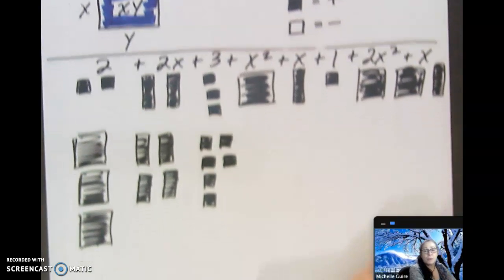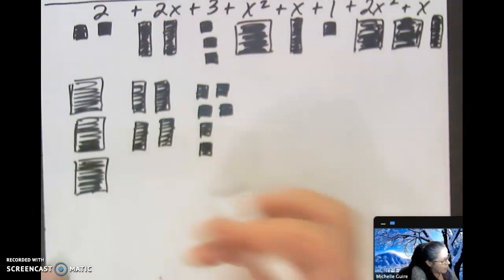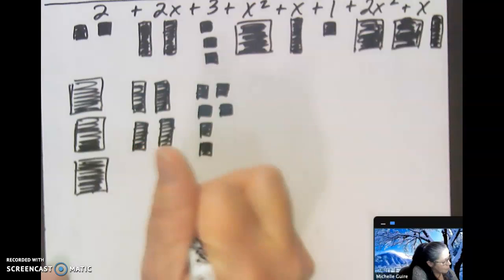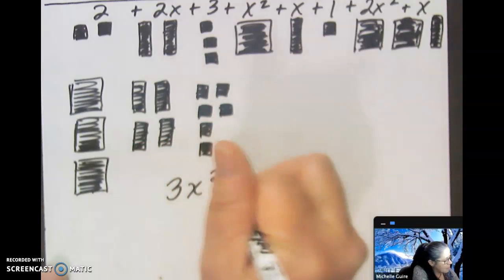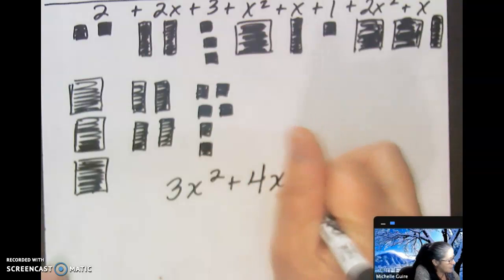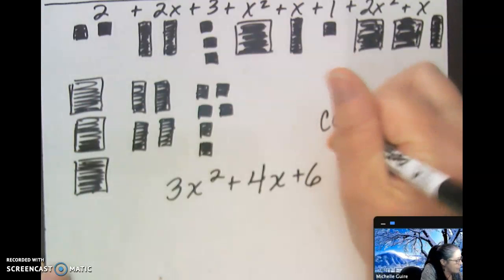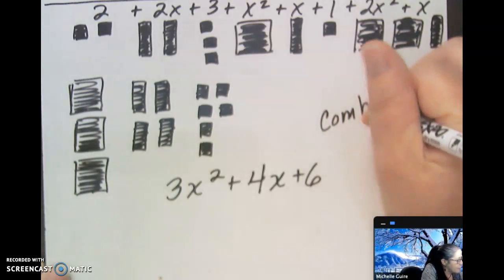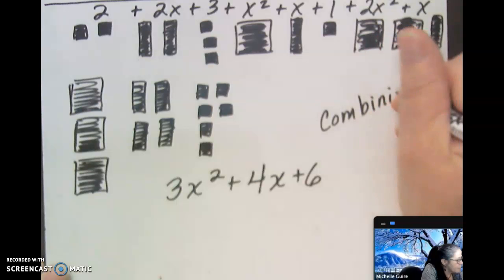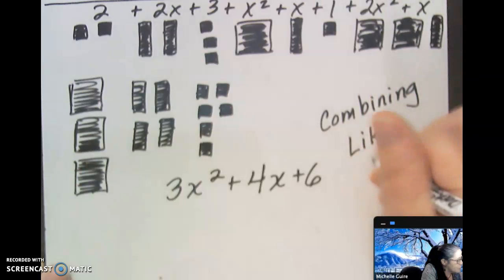I'm going to lift this up a little bit more. And we have 3x squared plus 4x plus 6. And that's it. That's all you do, is you're just gathering together. This is called combining like terms.